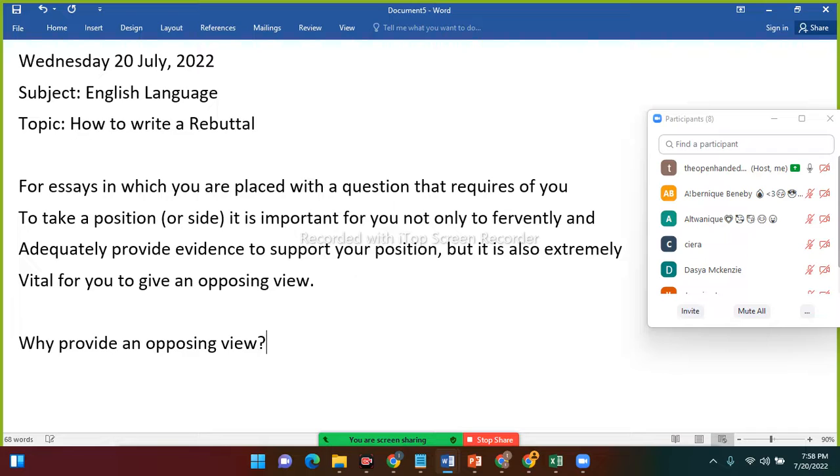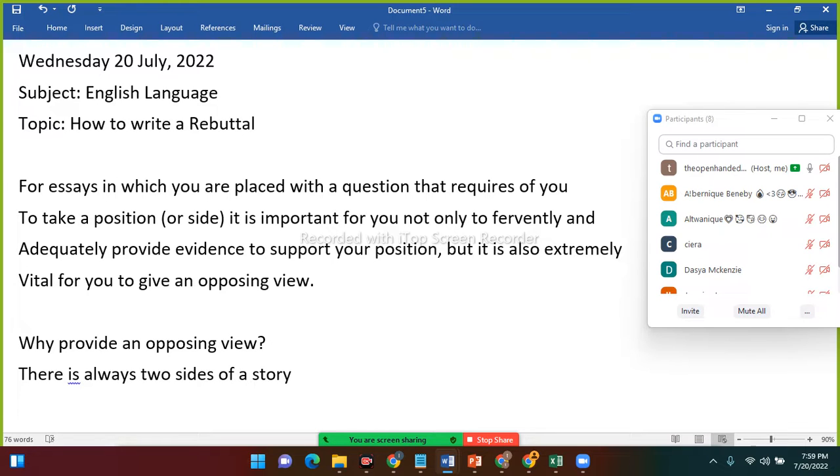So why do you think it's necessary, Sierra, to provide an opposing view in your essay? There's always a positive and a negative to something. Very good. So there's always two sides of a story. I like that.